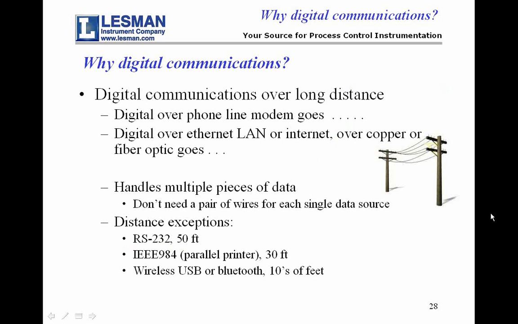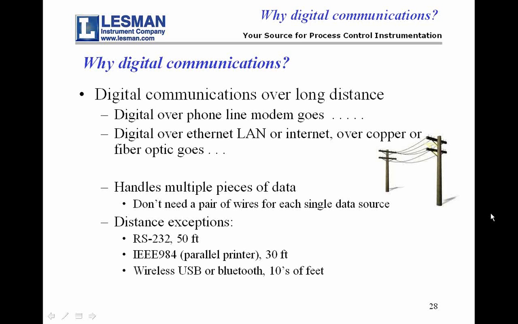And now what we're into with Ethernet and local area networks is that it can go plant to plant, or when you utilize the publicly available internet, you can use VPNs to correspond between sites that are literally all over the world. So you're using somebody else's copper or fiber optic to transfer the information back and forth. And it easily handles multiple pieces of information where you don't need a pair of wires for each data source.